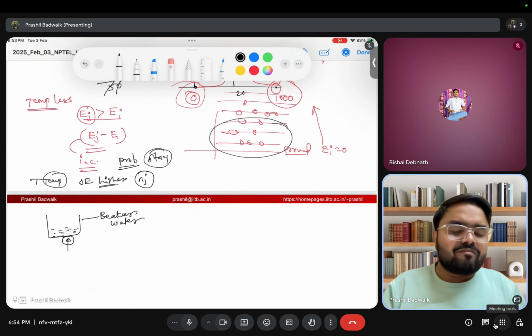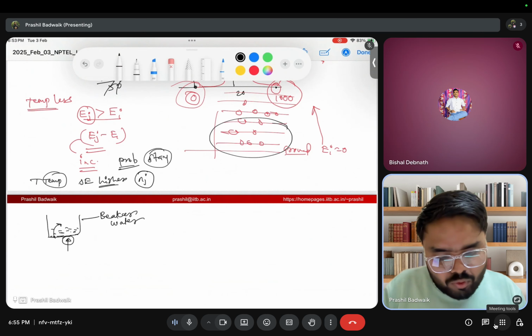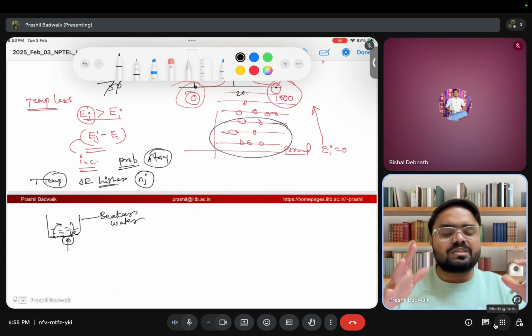They will move faster. That means the molecule which is here at the surface can go up, and the molecule which was up will come to the bottom. So there is mixing that is happening.